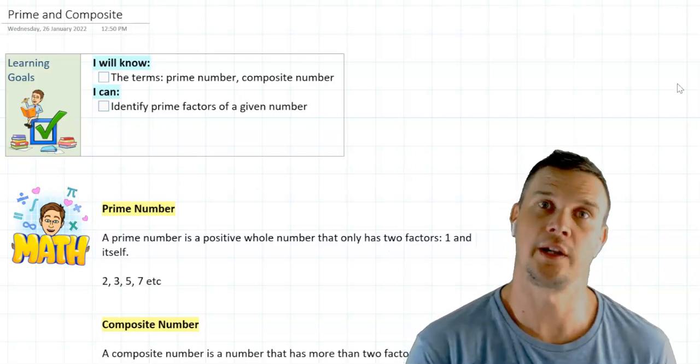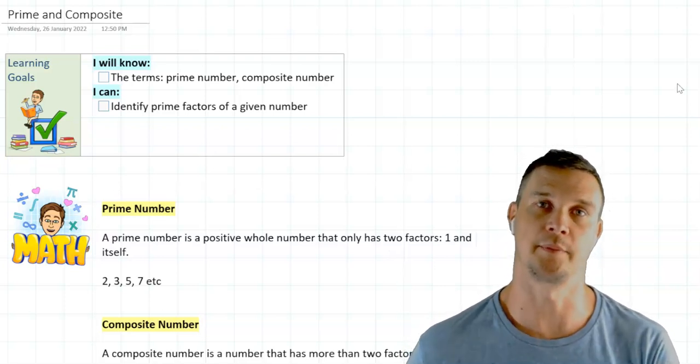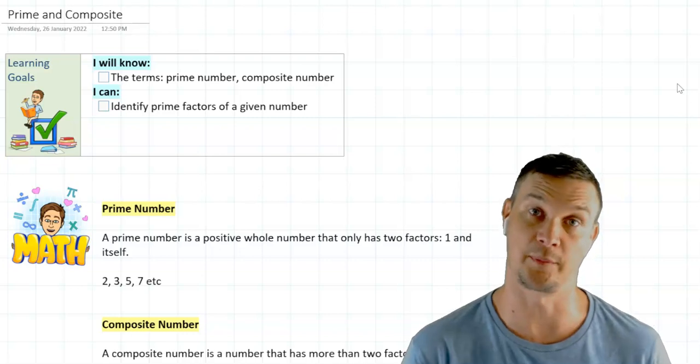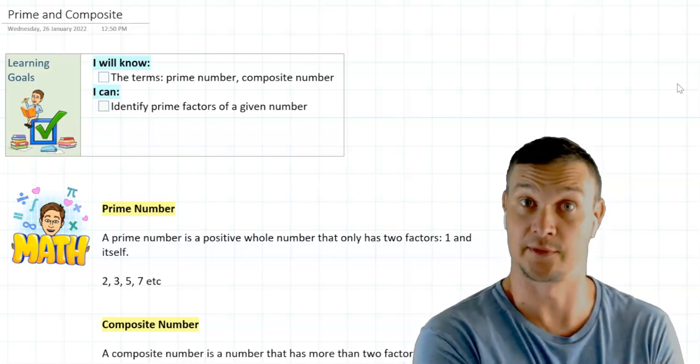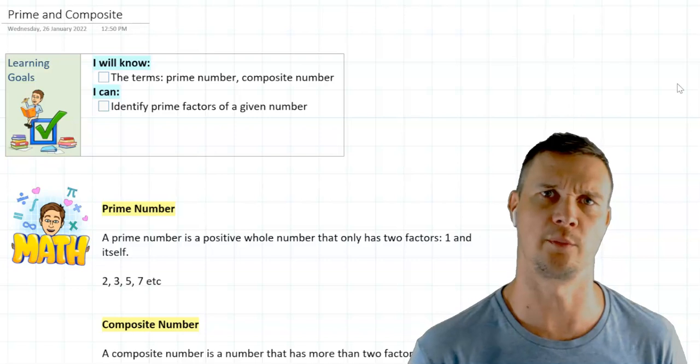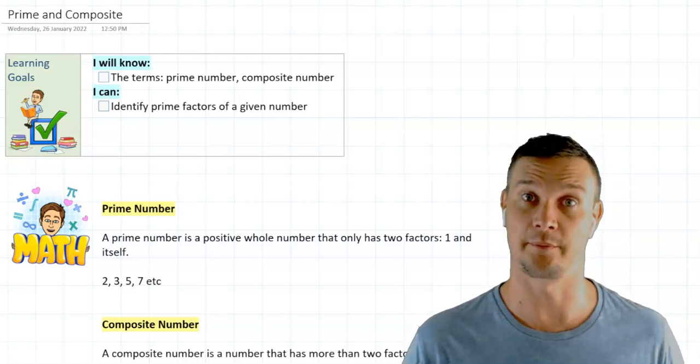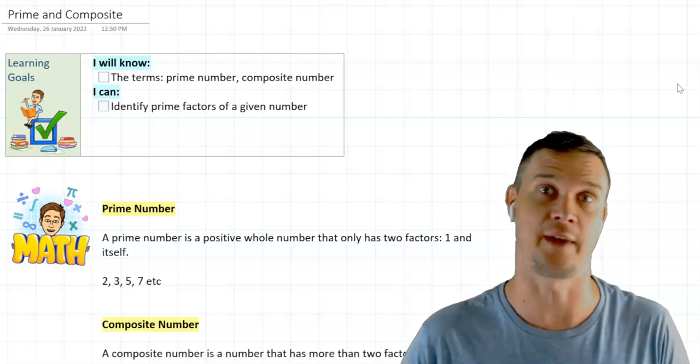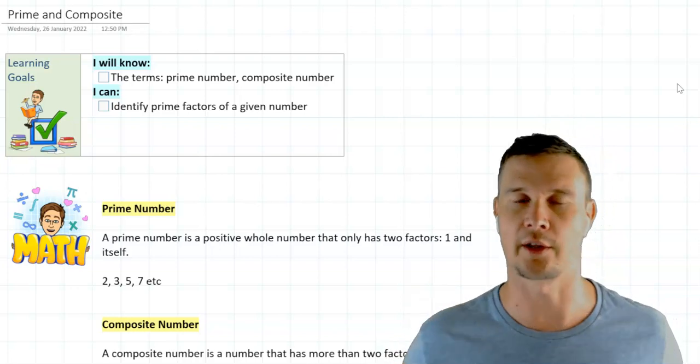So in this video here, we're going to be looking at prime and composite numbers. So the learning goal is that you can hopefully be able to define those things, what a prime number is and what a composite number is, and also how to be able to identify these prime factors with any given number. So make sure you write the learning goal down first.